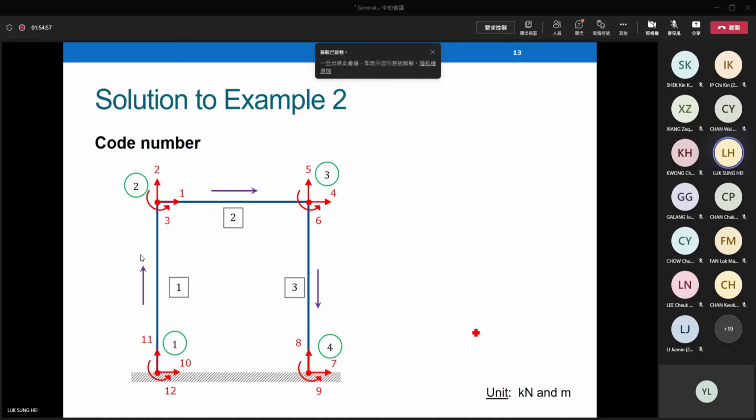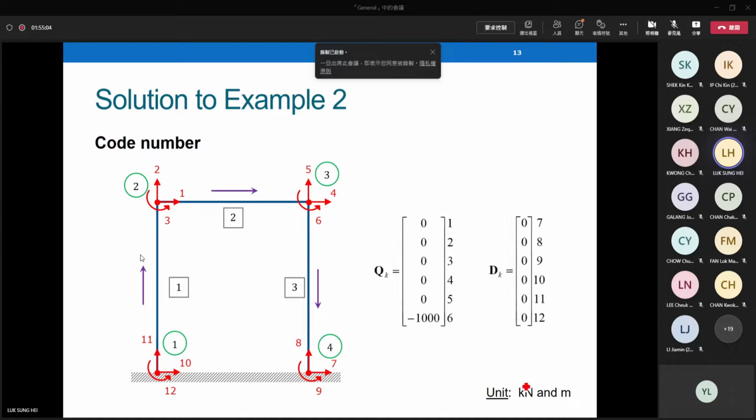And then you can put down the known force, known displacement. Normally I put down known displacement first because I think it's relatively easy to obtain, because they're talking about the support conditions. We have 2 fixed ends corresponding to Coulomb 7 to Coulomb 12. So we have totally 6 zeros: D7 to D12 are 0. QK should involve the remaining numbers 1 to 6.